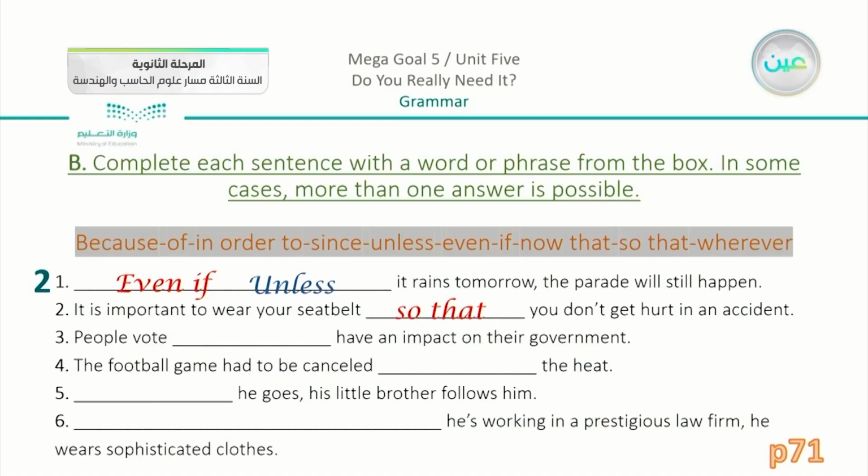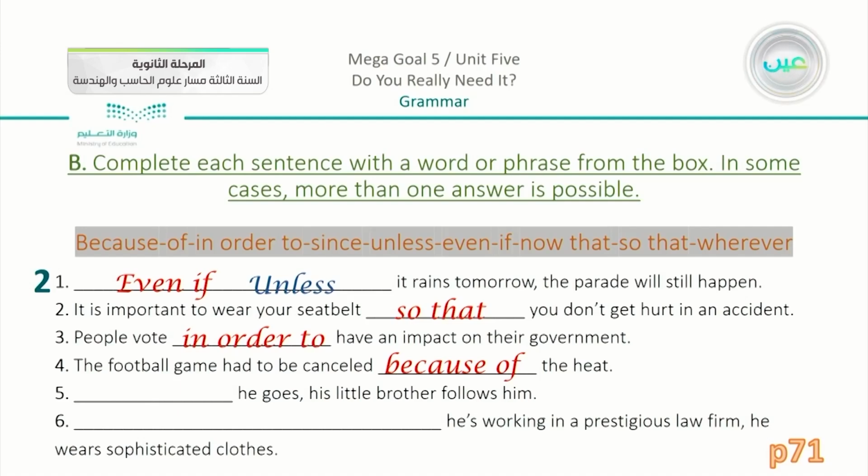And then we have number three: people vote, have an impact on their government. Why do people vote? So I'm looking for a reason here. Now it can be a reason or it can be a purpose. We can choose a suitable answer: in order to. And then in number four: the football game had to be canceled, the heat. Now there is a reason. Why did they cancel the football game? Because of the heat.